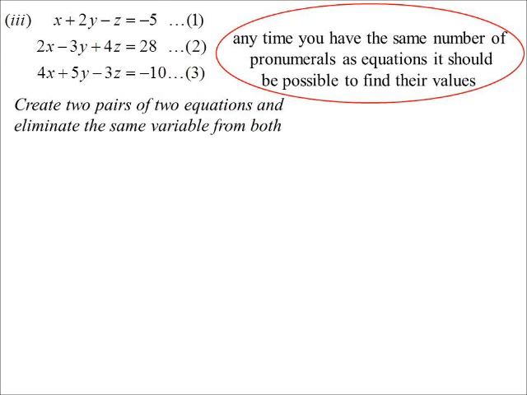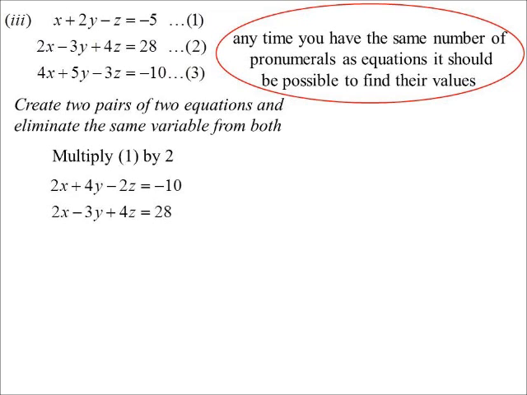So what we need to do is bring it down to a simpler problem. So we're going to now create 2 pairs of 2 equations and eliminate the same variable from both. So the first one, I'm going to multiply equation 1 by 2, and I'll get 2x plus 4y minus 2z, which I'll match up with the second one. And that'll allow me to eliminate the x. So I've matched up equation 1 and equation 2. Now I just need to pick another pair and also eliminate x. So let's just eliminate the x's, and there we go.